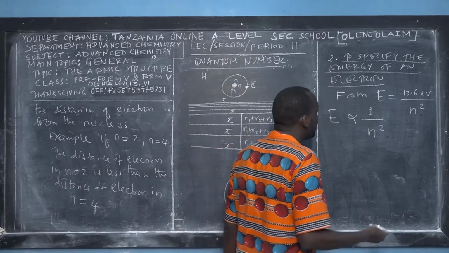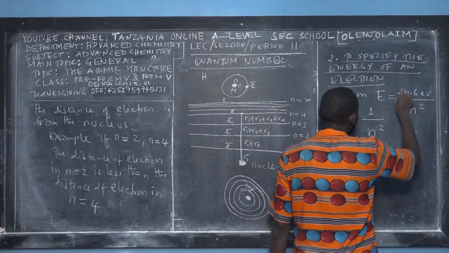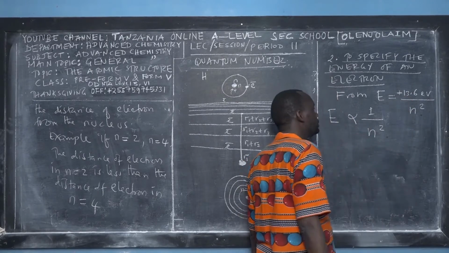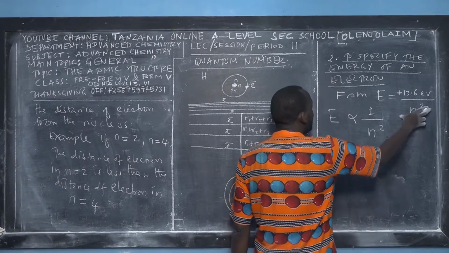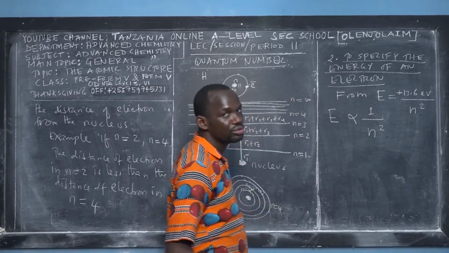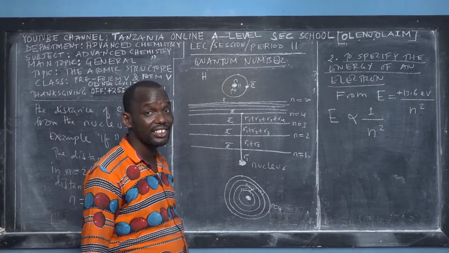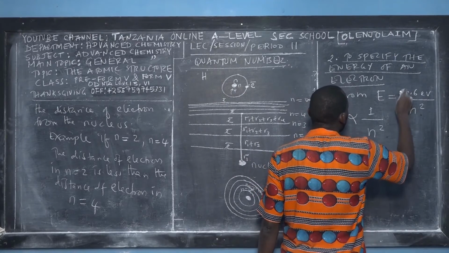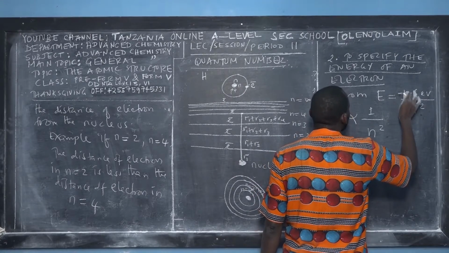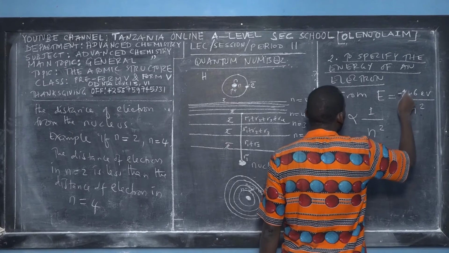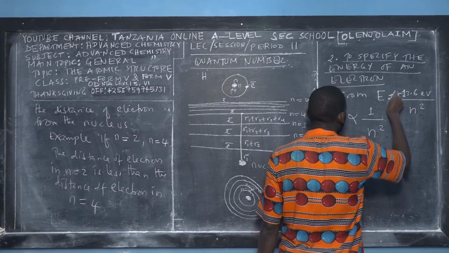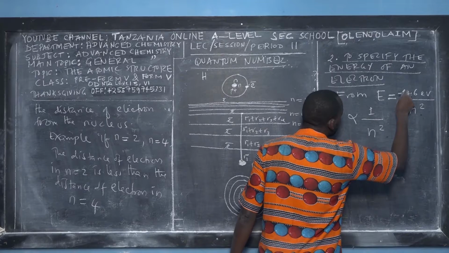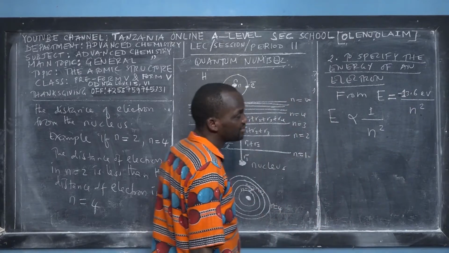Listen, if we define this formula in terms of positive values, then if the principal quantum number increases, the energy is going to decrease. But in case we have the negative sign here, then if the principal quantum number increases, the energy is also going to increase. Right?